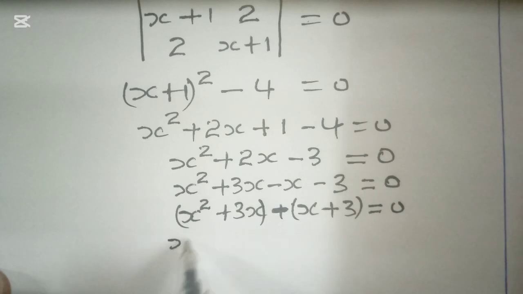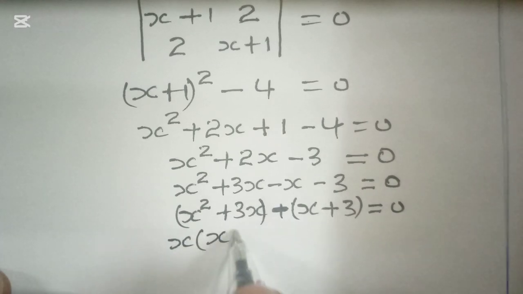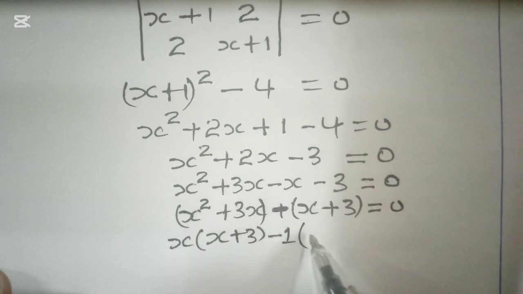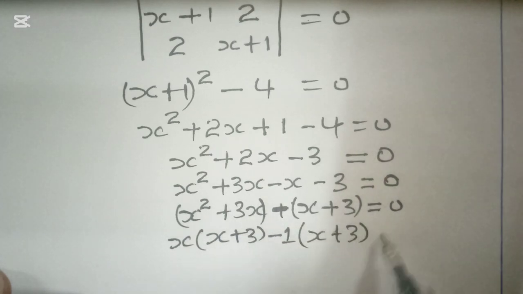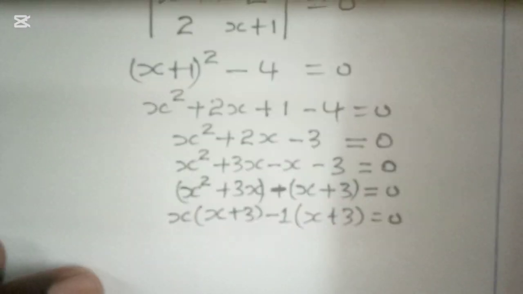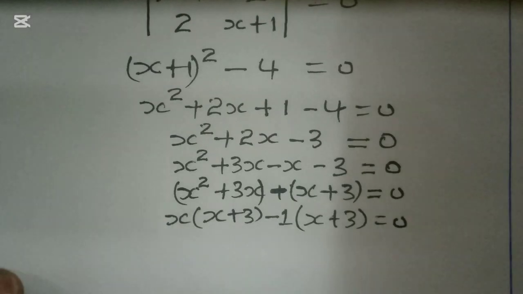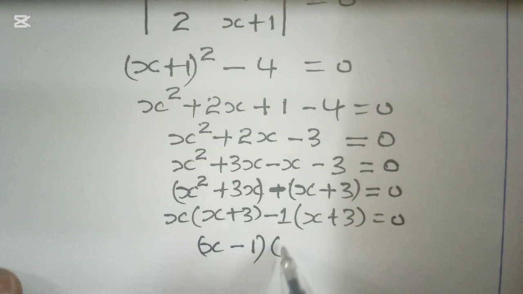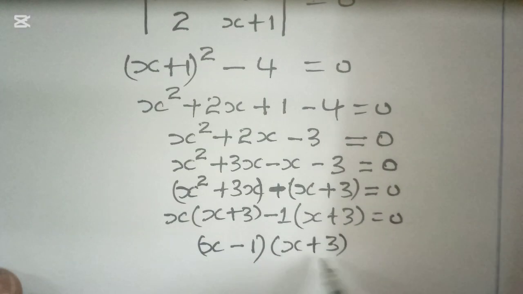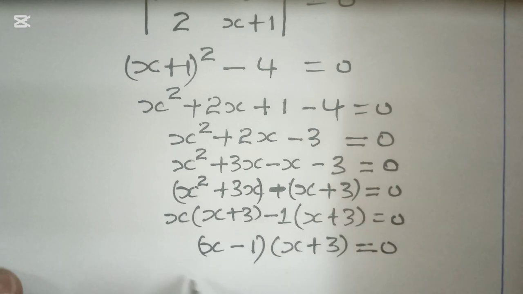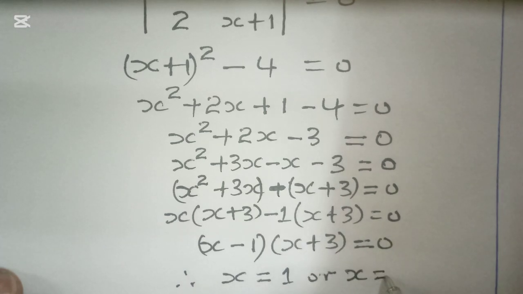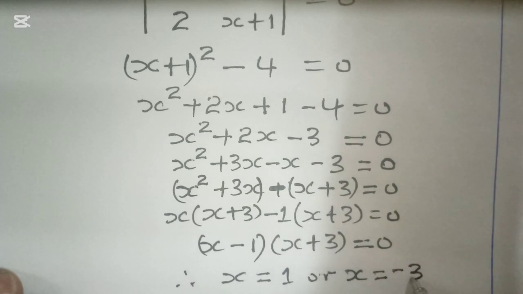So we can factor out the x. We are left with x plus 3. Here we are left with minus 1, x plus 3 equals 0. And so we shall have x minus 1 times x plus 3 equals 0. Therefore, x equals 1 or x equals negative 3.